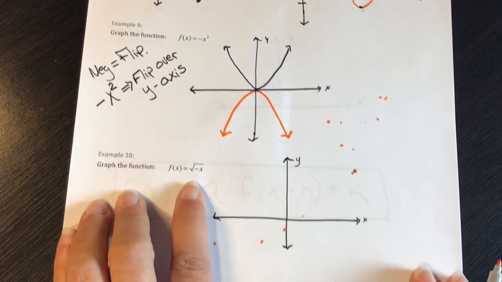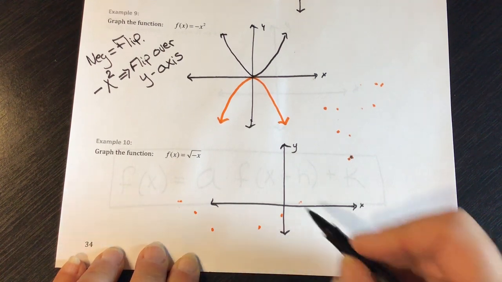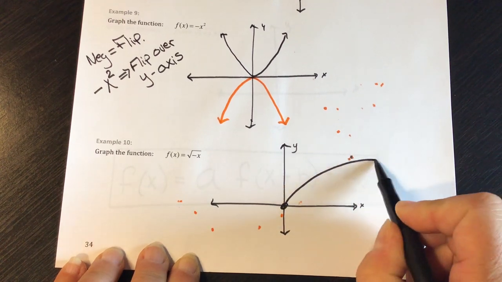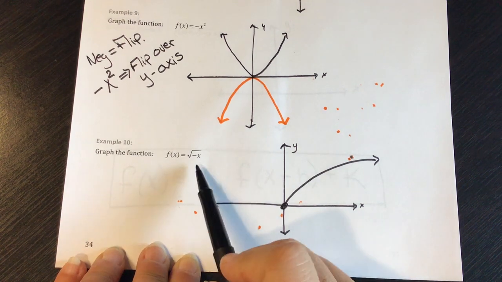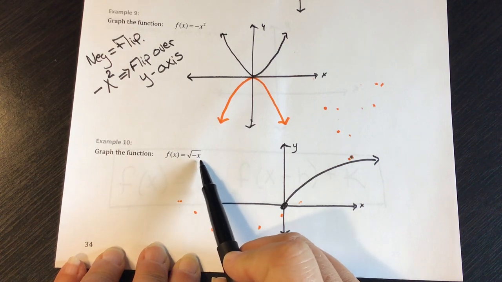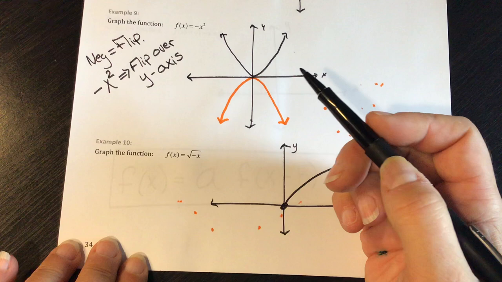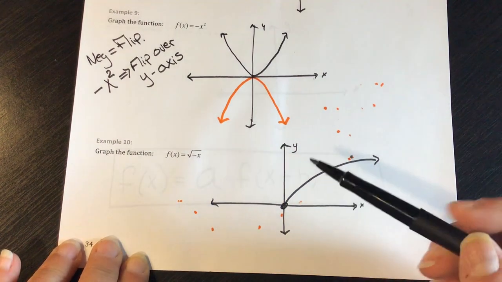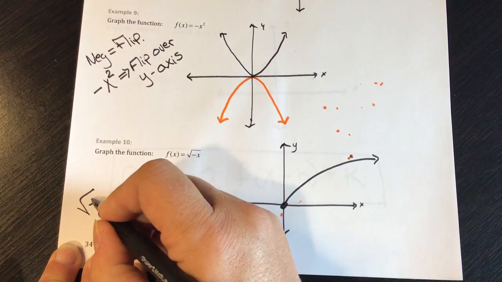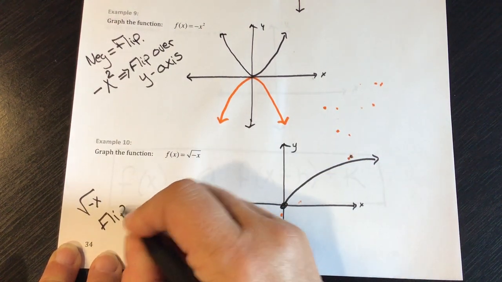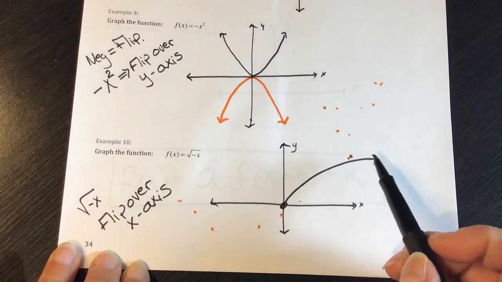If we think about from yesterday's lesson, we have a square root function, and we know a square root function starts at 0 and it kind of goes up slowly to the right. If there is a number inside the function with x, we're going to flip it over the y-axis.